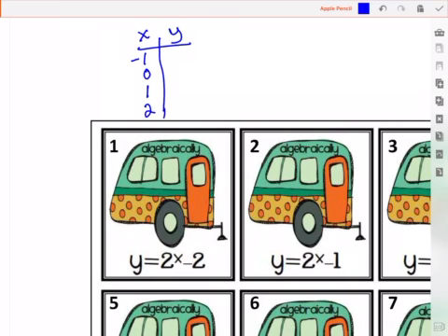So just like we were doing yesterday, we're going to plug in that -1. I've got, just showing my work a little bit over here, 2 to the -1 minus 2. Well, 2 to the -1 is 1/2. 1/2 minus 2 is -1.5. All right, if I plug in 0, I've got 2 to the 0 minus 2. 2 to the 0 is 1, and 1 minus 2 is -1.